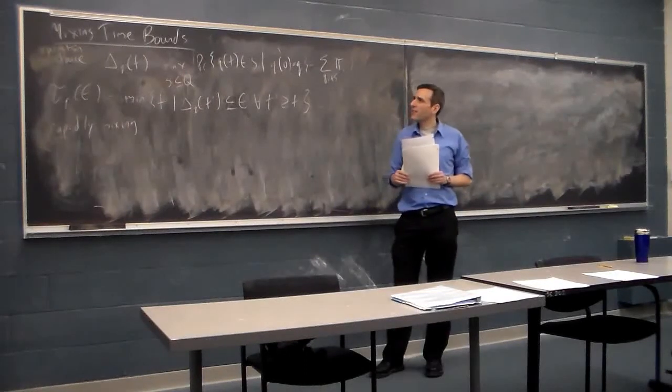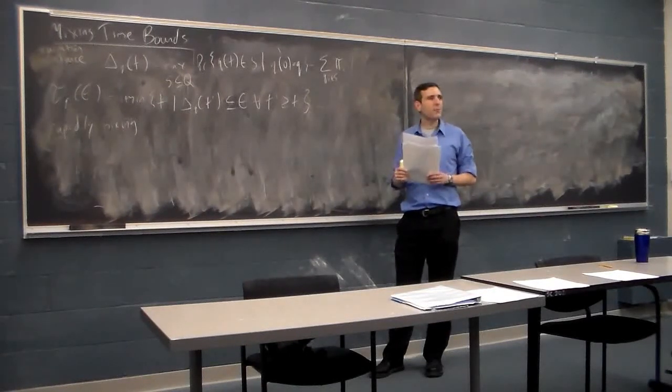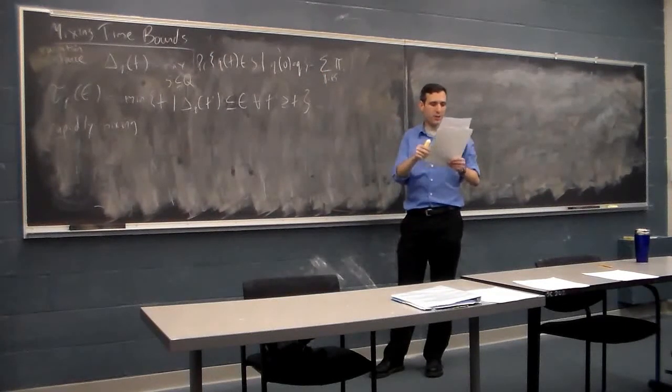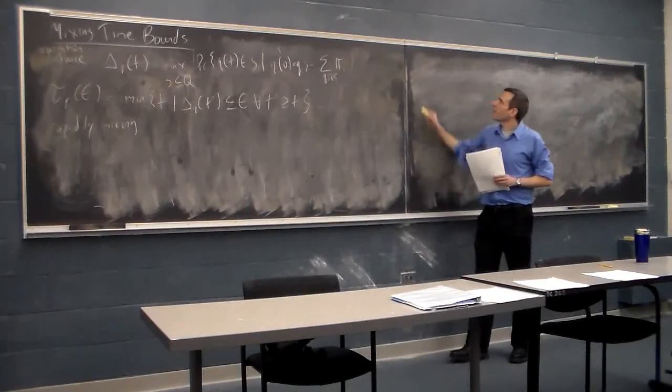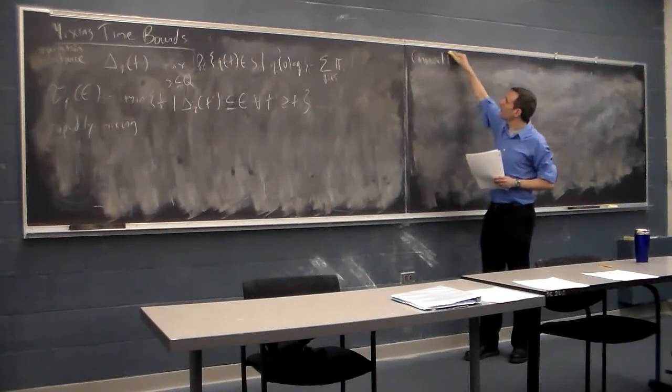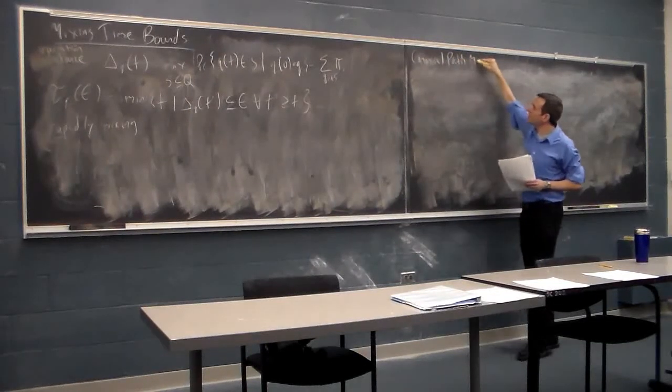So what I want to do today is go through two, and if we have time for it, three different techniques we can use to prove that mixing times are bounded for particular Markov models. I'm going to start by jumping right into one of these called the canonical path method.